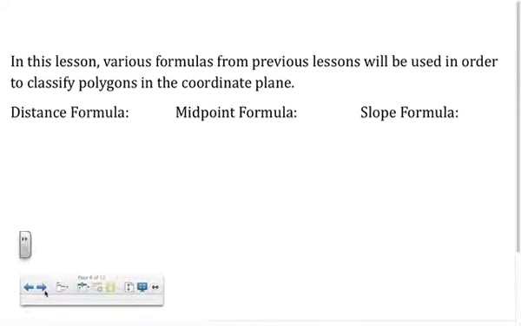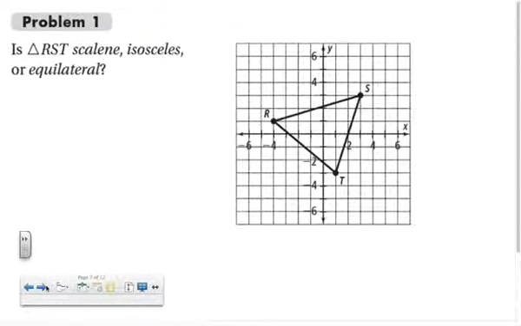So notice that in problem 1, we're classifying this triangle as scalene, isosceles, or equilateral. Let's refresh our memory on that vocabulary. What does it mean for a triangle to be scalene? Right, none of the sides will be equal. How about isosceles? What does it mean if the triangle is isosceles? It has two congruent sides. And then finally, if the triangle is equilateral, then all three sides will be congruent.